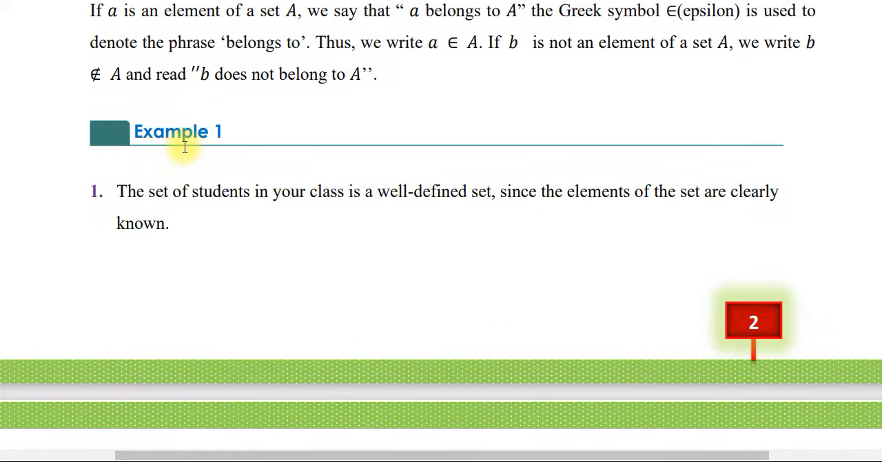Let us have a look at an example. Example 1. The set of the students in your class is a well-defined set, since the elements of the set are clearly known.